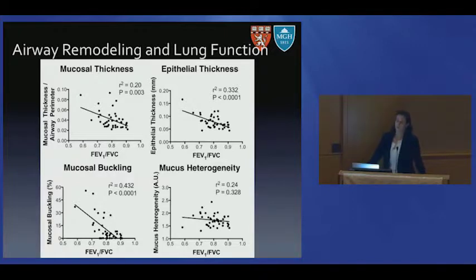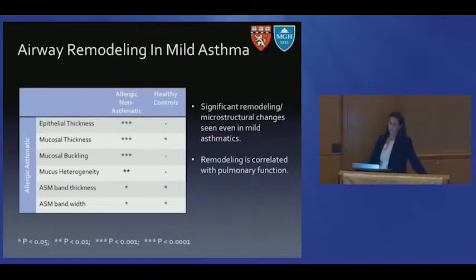And what was interesting, we found again that this directly correlated with pulmonary function. Mucosal thickness correlated with a decline in pulmonary function, epithelial thickness, and not surprisingly, mucosal buckling was very correlated with this as well. So although some of these differences may seem minor, they had a big effect on the pulmonary function. So this is just a summary of these baseline differences that we observed. The allergic asthmatics had a lot greater epithelial thickness, mucosal thickness, a lot more mucosal buckling. They had something going on in their mucus. And, of course, the airway smooth muscle was significantly greater.